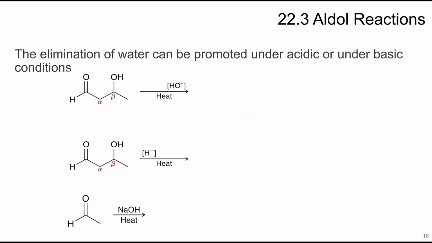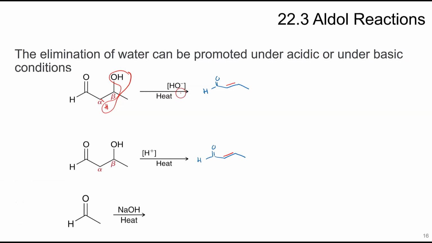The elimination of water can be promoted under acidic or basic conditions, which we've already seen. Elimination or the double bond is going to occur between alpha and beta. So the double bond is here. So this hydrogen and water leave together. And then you add acid. We'll do the same thing.